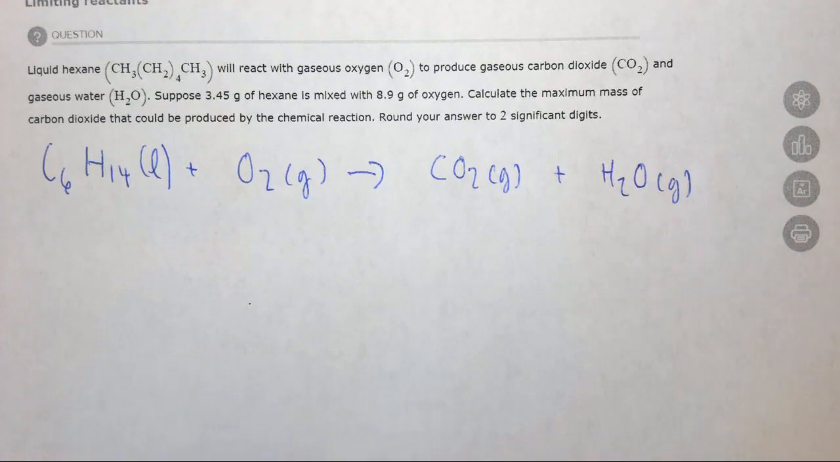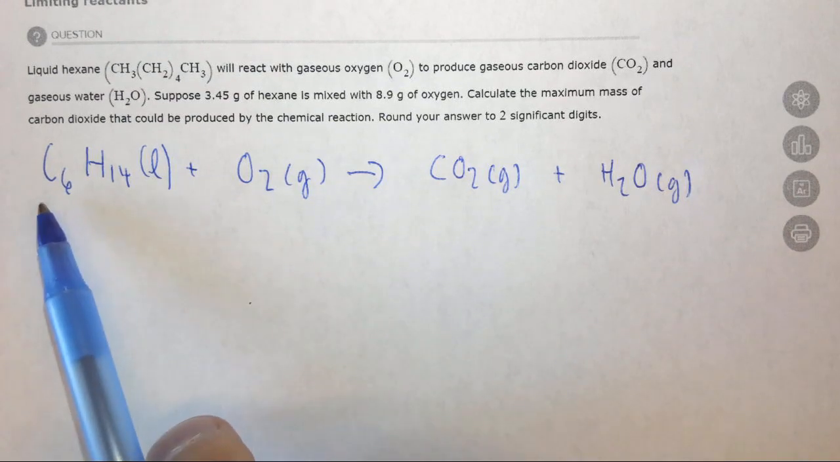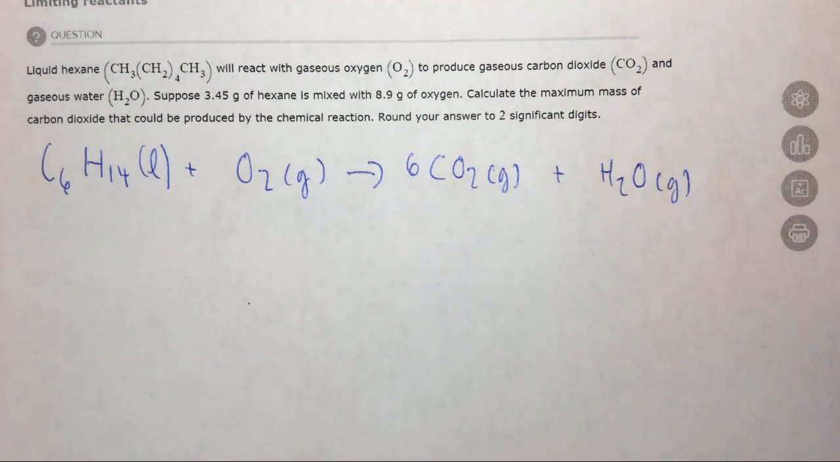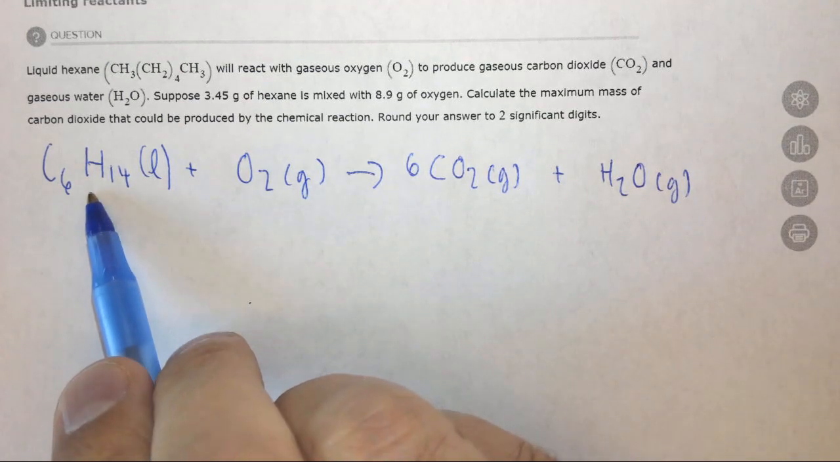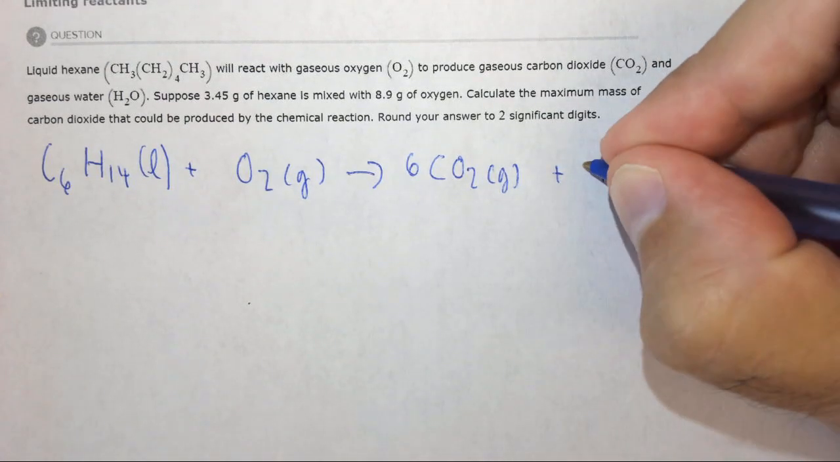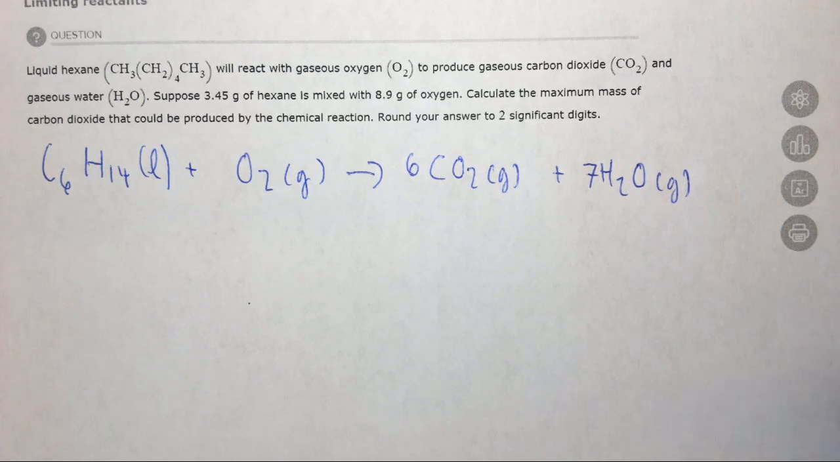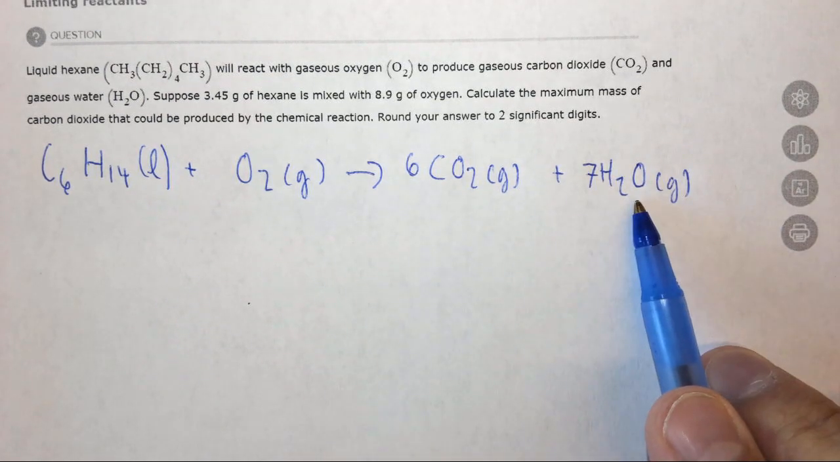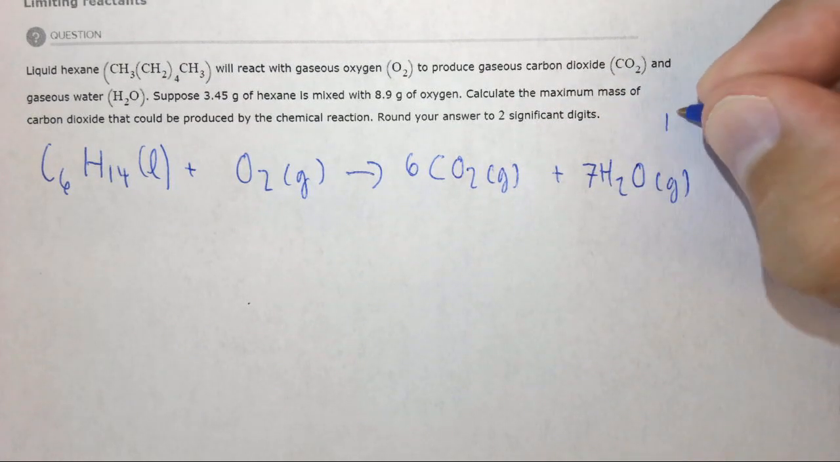So in combustion reactions, we want to balance carbon, then hydrogen, then oxygen. So my first best guess, because all of the carbon goes into carbon dioxide, is that I will need 6 carbon dioxides. All of the hydrogen goes into water, so I will need 7 waters. This gives me 6 times 2, which is 12, plus 7, 19 oxygens.